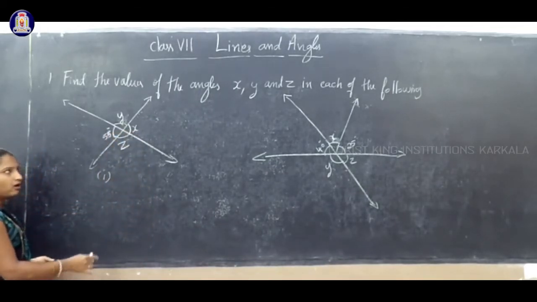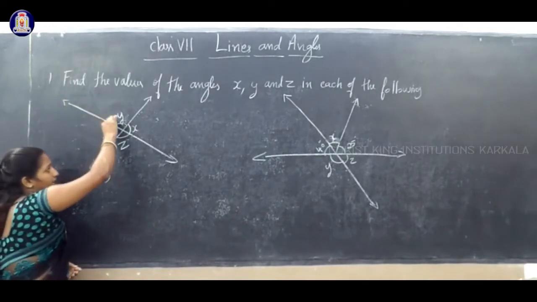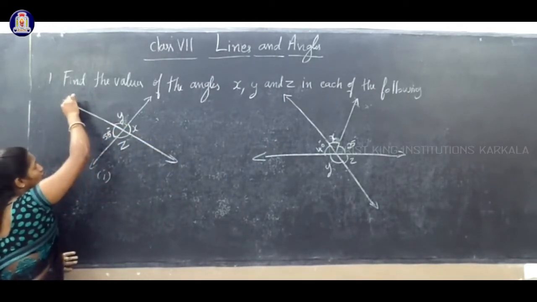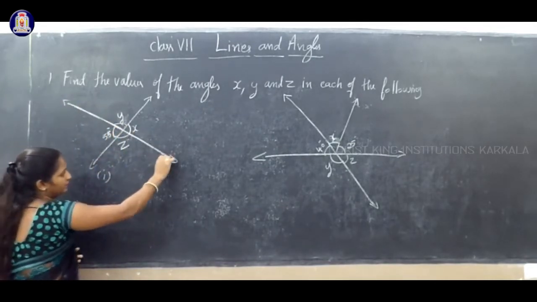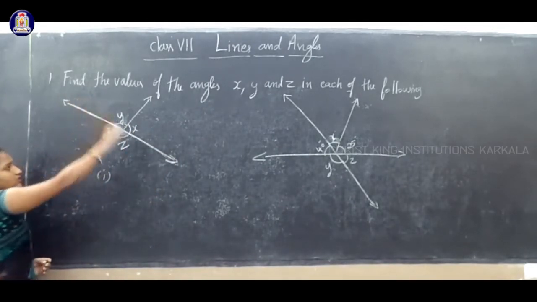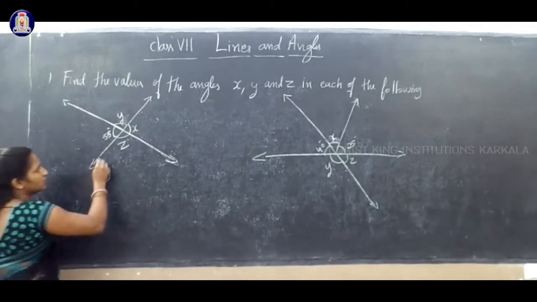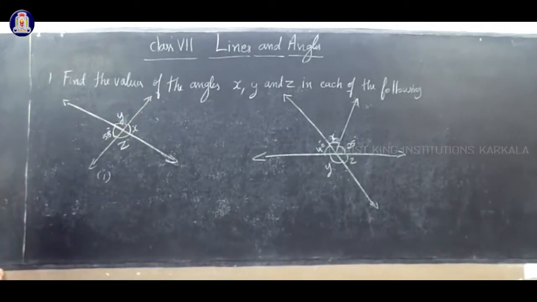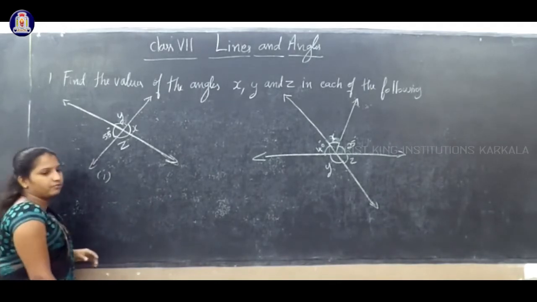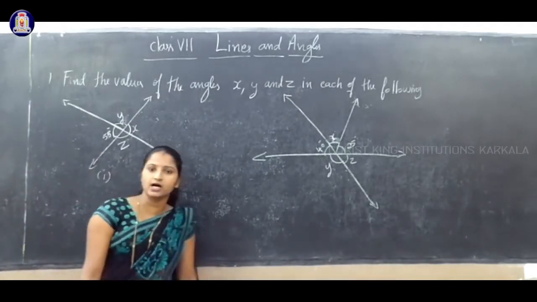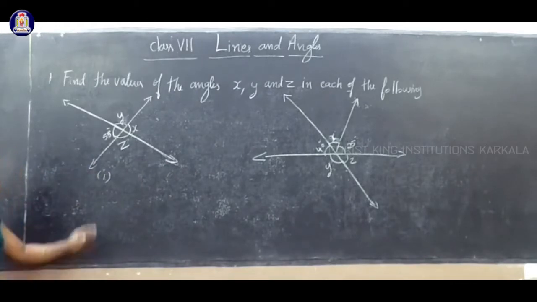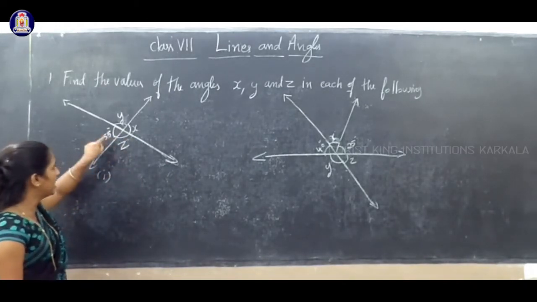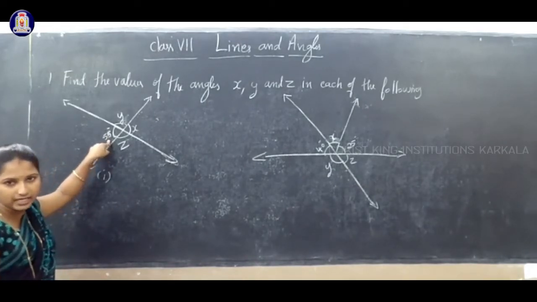equal because in this one, the line, this is a ray? No, this is a line because on both sides we can see the arrow mark, right? So this is a line. These two lines intersect at one point, so it makes angles. How many angles now? 4 angles. One is angle x, angle y, angle z, and another angle is 55 degrees.